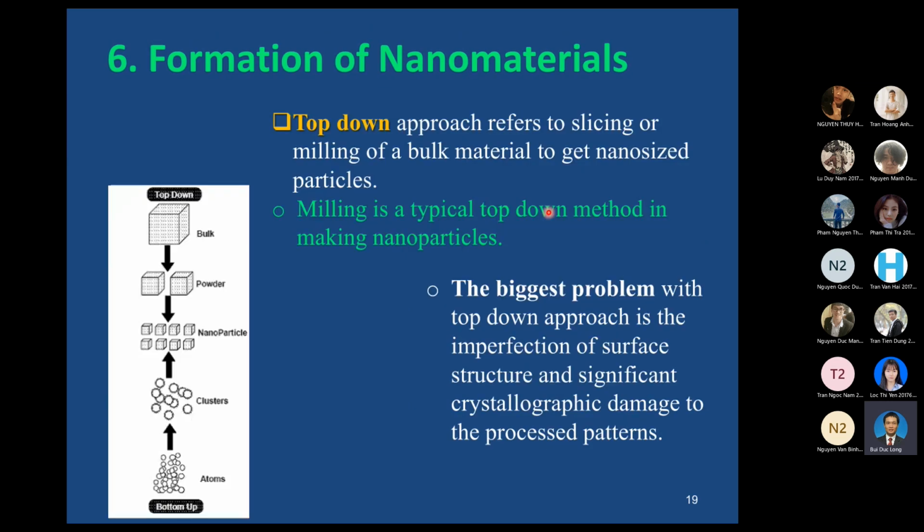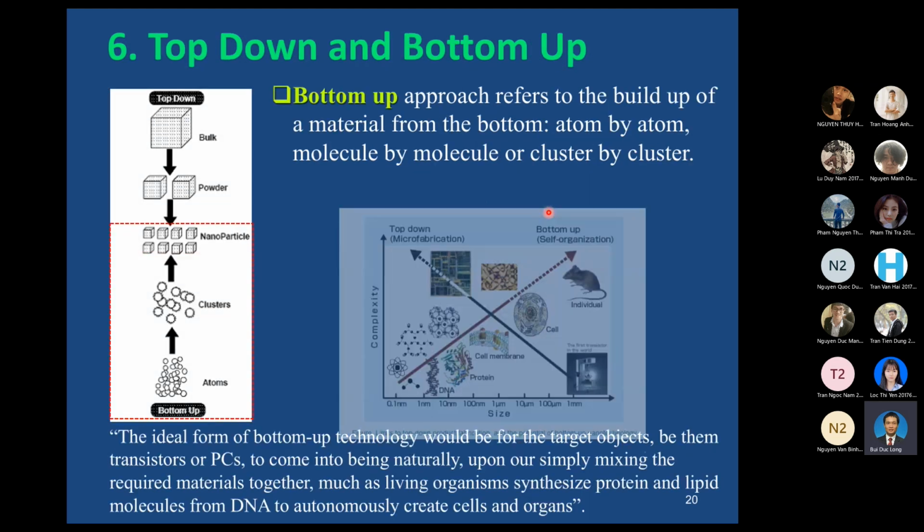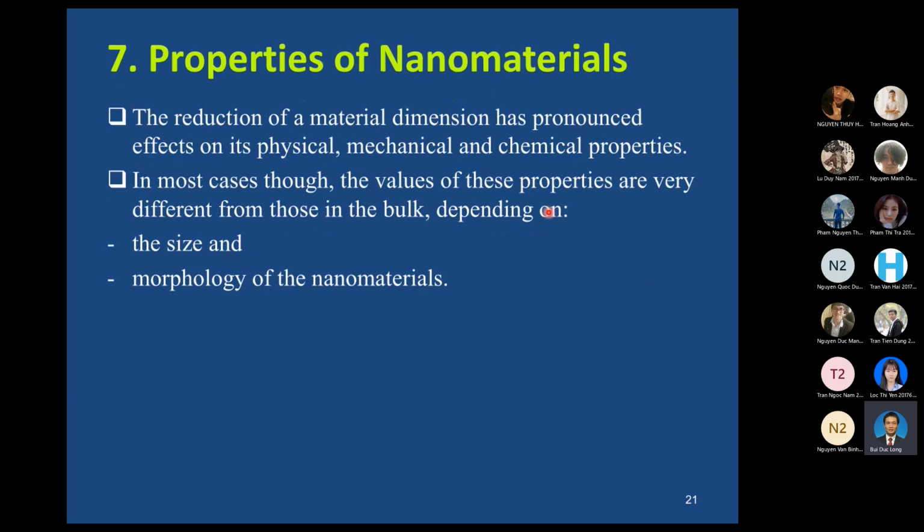I already explained to you what a top-down method is and what a bottom-up method is. In the exam, for example, maybe we have some question for you to distinguish the differences between top-down and bottom-up methods. And one of the very important topics in this lecture is what is the main property of nanomaterial or nanoscale material that is different from the bulk material.